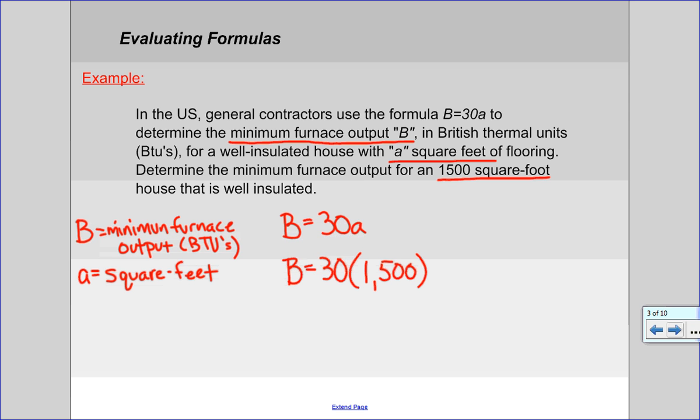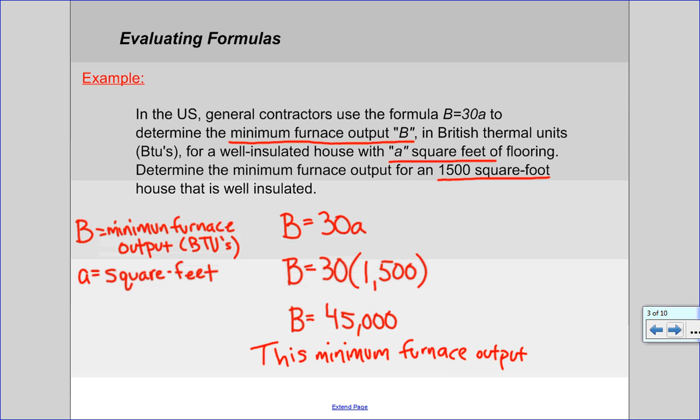Our final step is to solve this now. And that just requires multiplication. 30 times 1,500 is 45,000. So what is the minimum furnace output that is needed? The minimum furnace output is 45,000 BTUs.